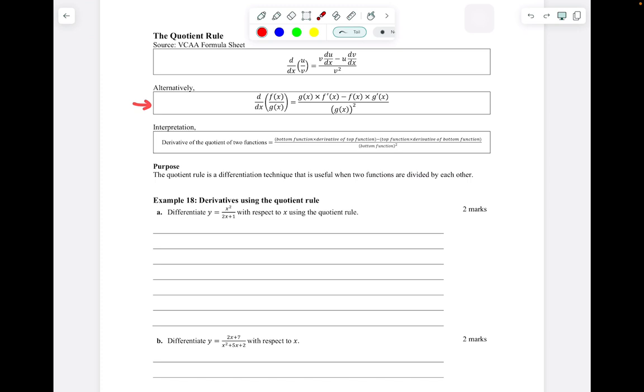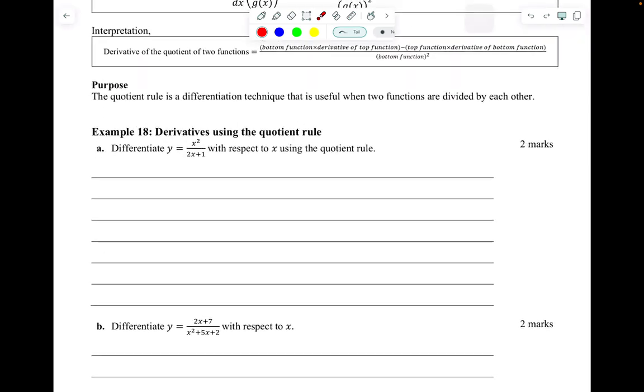Alternatively, that's the way we would express it with two different functions, and the interpretation is here as well, which I have just explained. So the bottom function, which is v, times the derivative of the top function, which is u, the derivative of u, minus the top function times the derivative of the bottom function, over the bottom function squared. So let's put this into practice here.